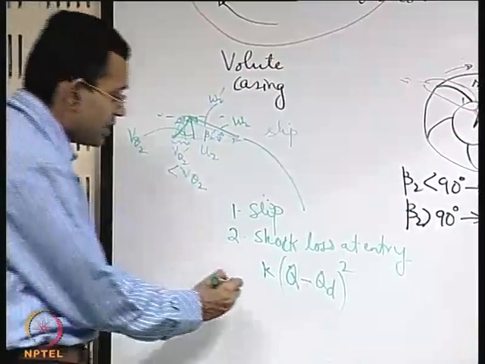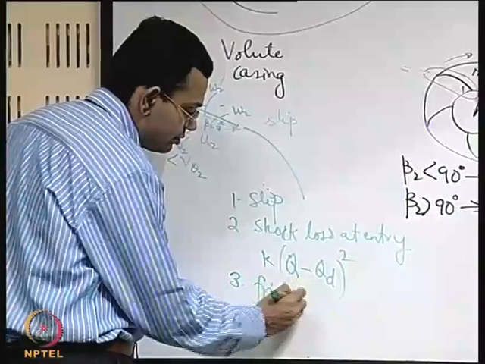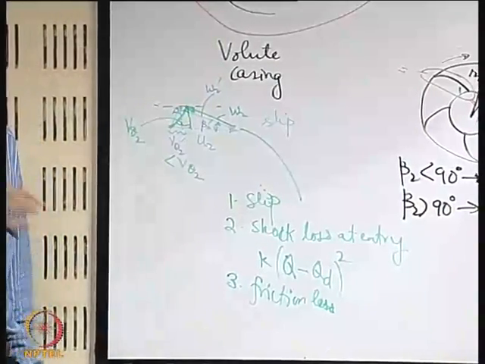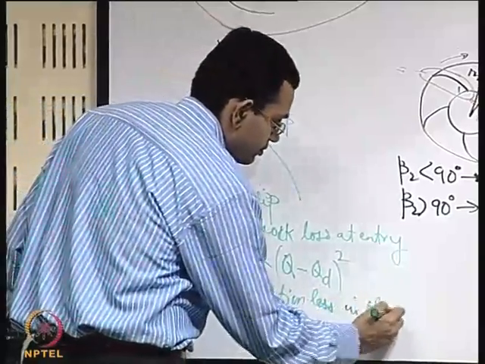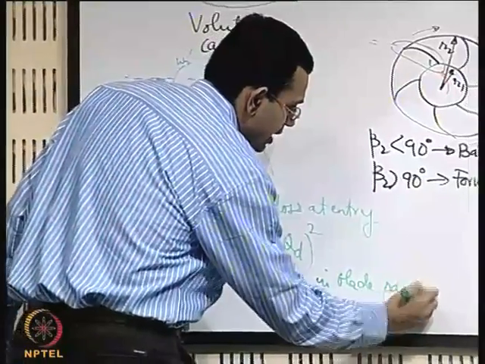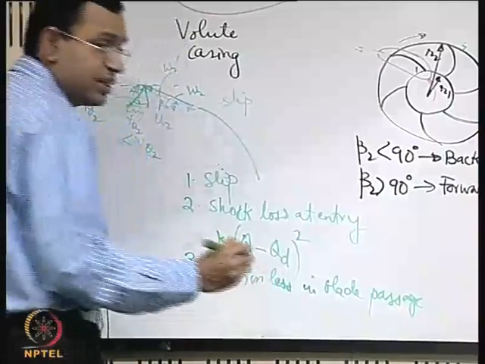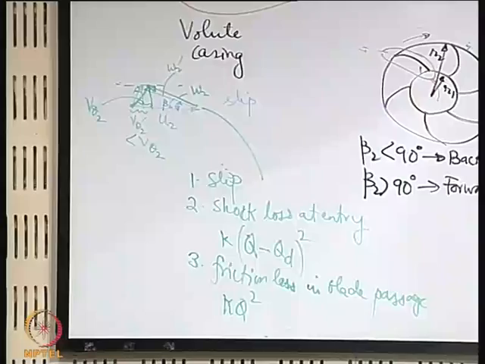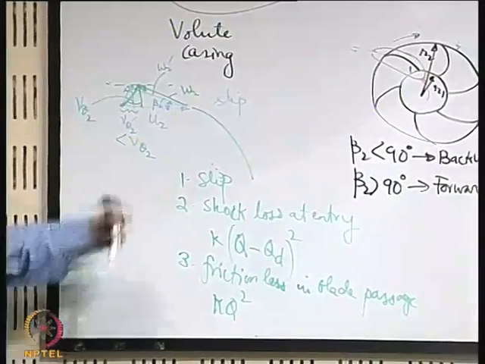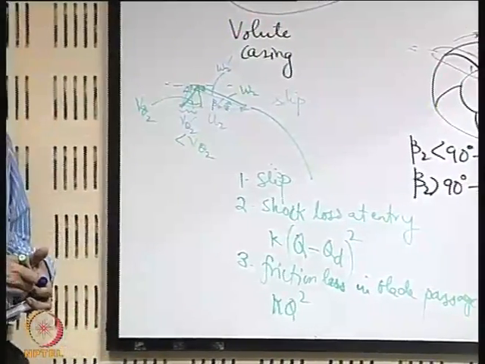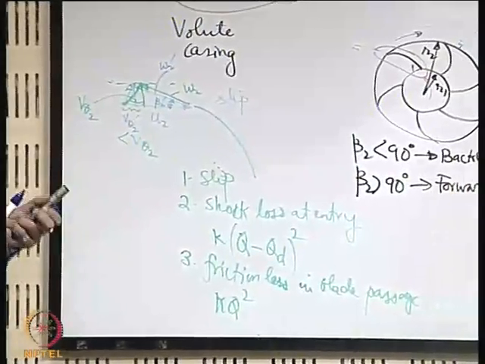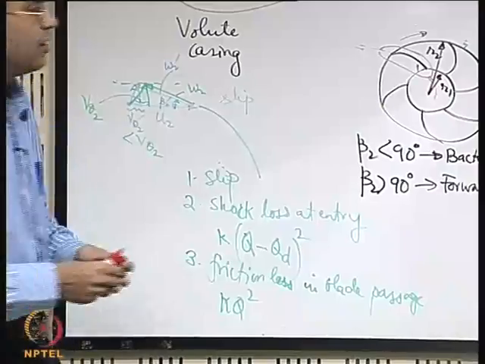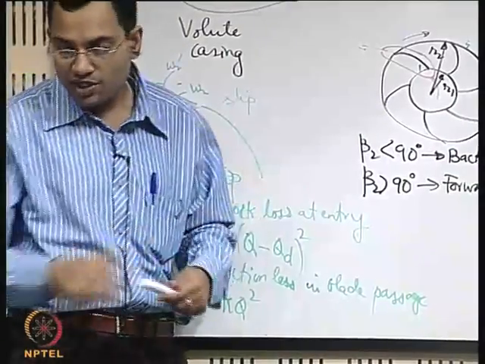The third loss, and a very important loss, is the friction loss in the blade passage. If you have friction loss in the blade passage, and it is a highly turbulent flow, it is of the form KQ squared, so we have a qualitative idea of why it should be so. These losses mean that whatever head you are developing is not the theoretical head, but some head which is less than that.